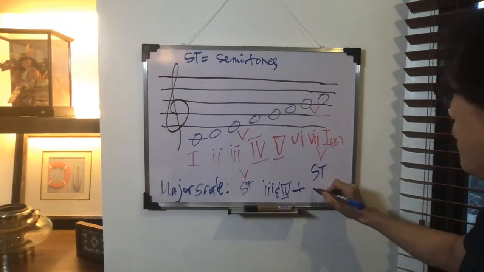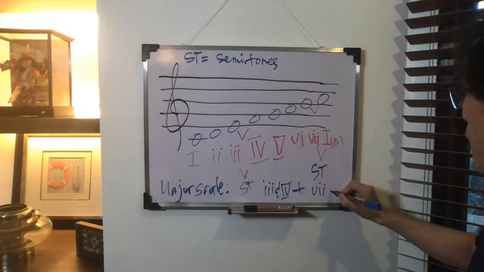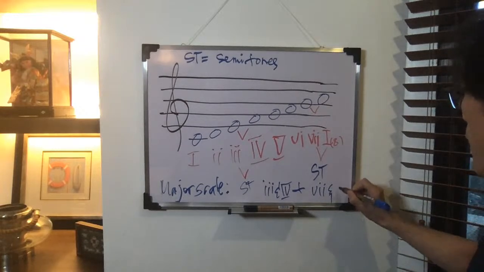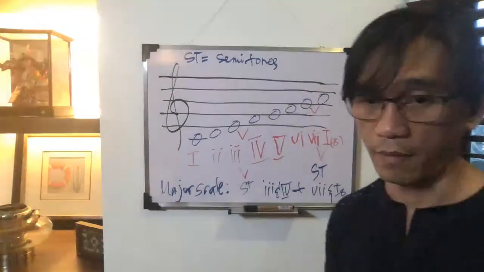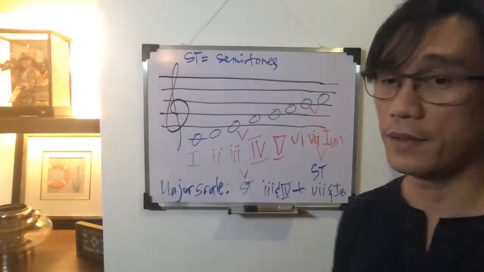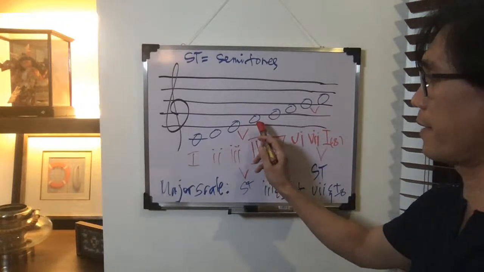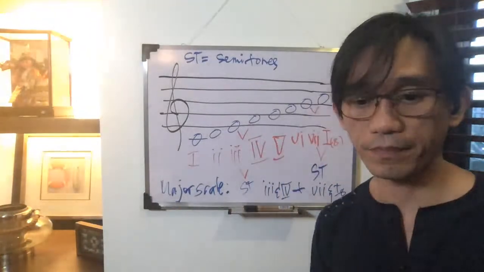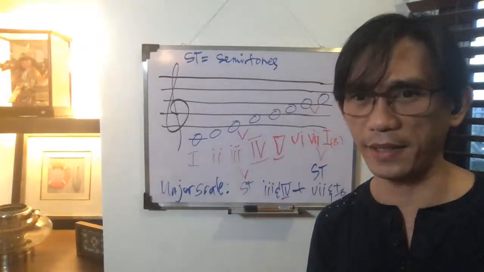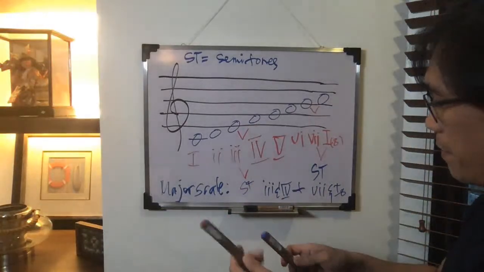Between 3 and 4 and 7 and 8, the intervals are only half a step. So between E and F and B and C, there are no black keys in between. So they're both white keys on the piano.